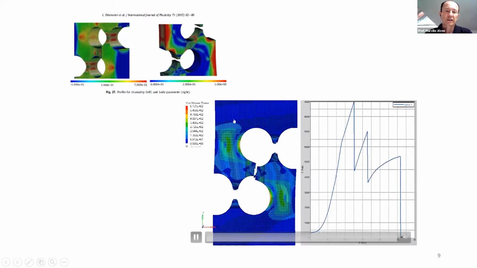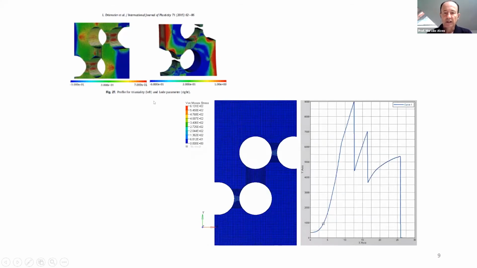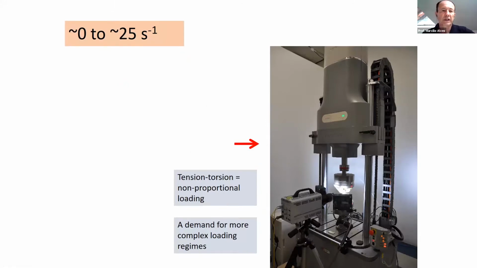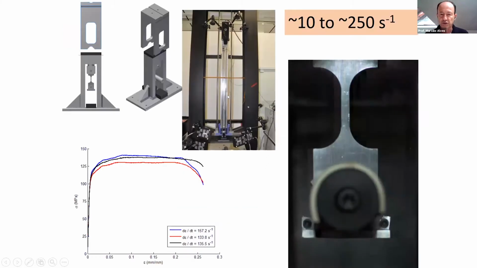So here is some geometry, and this has been published, and you can get the publication by searching for my name. We also have in the lab torsion tension machines like this one. We also use these machines for inducing different stress states with torsion on top. And this draws my attention to the comment that there is a demand, from my point of view, for more complex loading regimes. And with these machines, we can get to these more complex regimes.